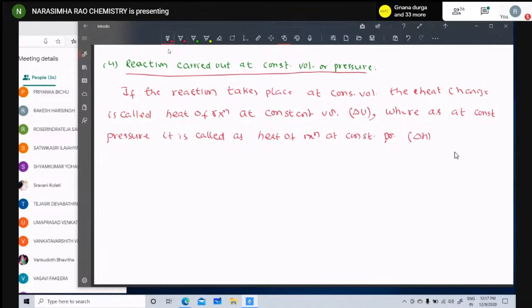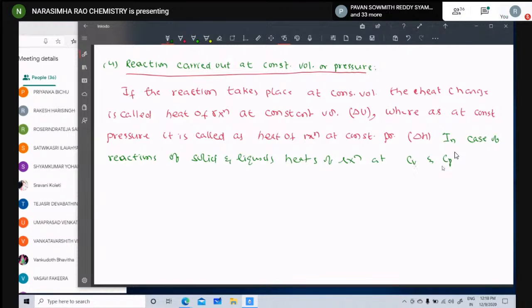Remarkable point: in case of reactions of solids and liquids, the heats of reaction at constant volume and constant pressure, the difference is negligible.